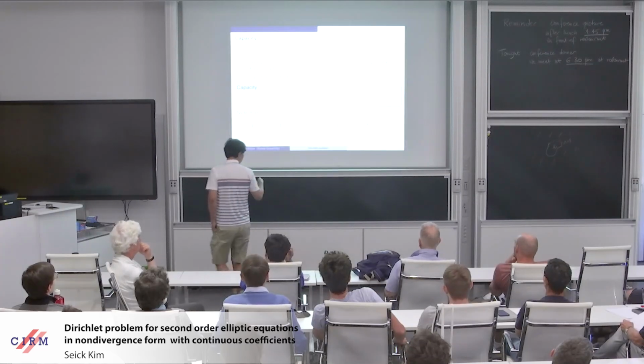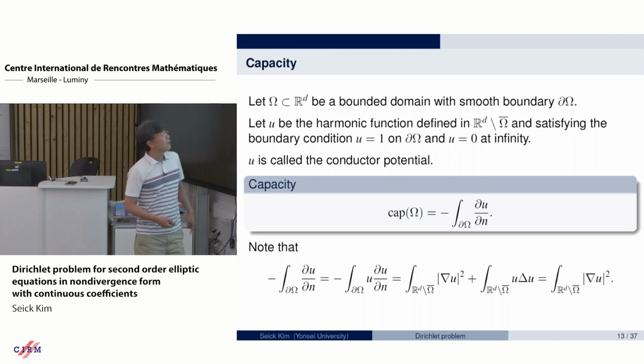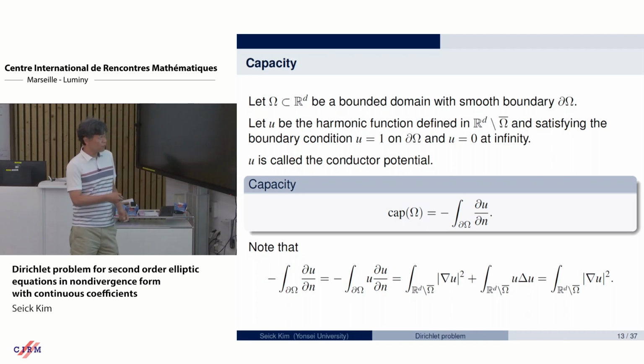So if you take this integral over here, that's defined. It's called the capacity. Actually, u is called the conductor potential, and this is called the capacity. Because u is supposed to be 1 here, you multiply by u, same thing, and then you can do this integration by parts, and you get this is gone because Laplace u equals 0, so you end up with this.